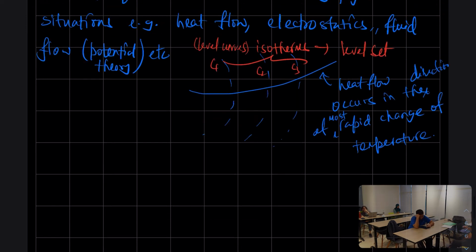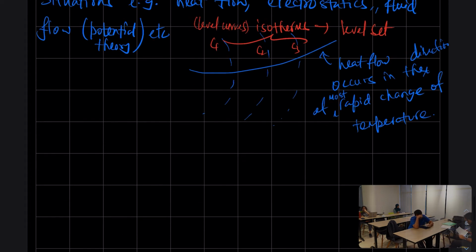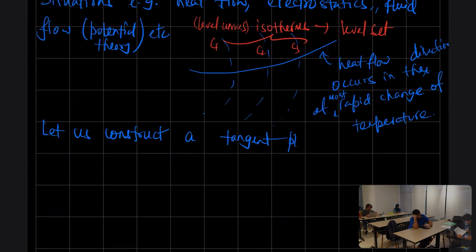So we just discussed lines of flow as orthogonal to level curves. Now let us construct a tangent plane at a point of a level surface. Let's do that.